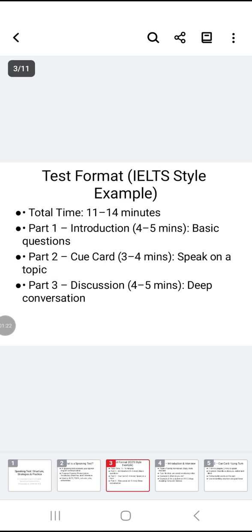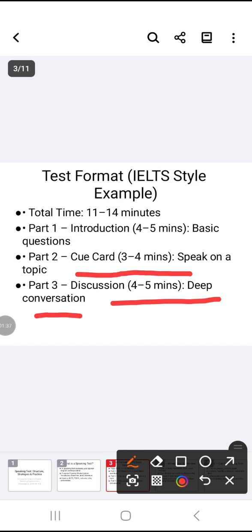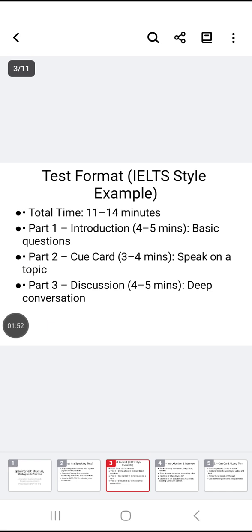In part 2, you will be given a cue card for 3 or 4 minutes, and you speak on a topic. Part 3, discussion, a deep conversation. It builds on part 2. You give your opinion and justify your answers in part 3. I think you have understood.